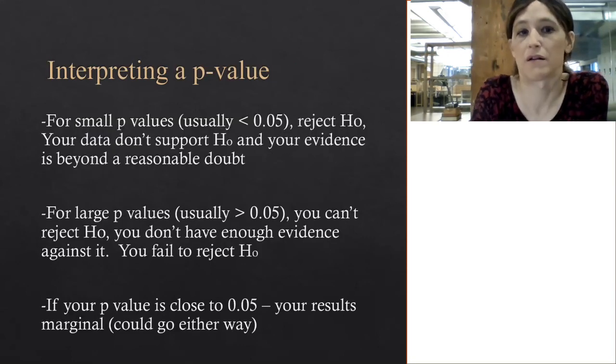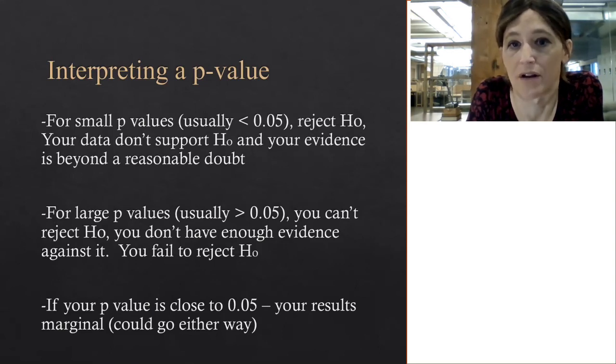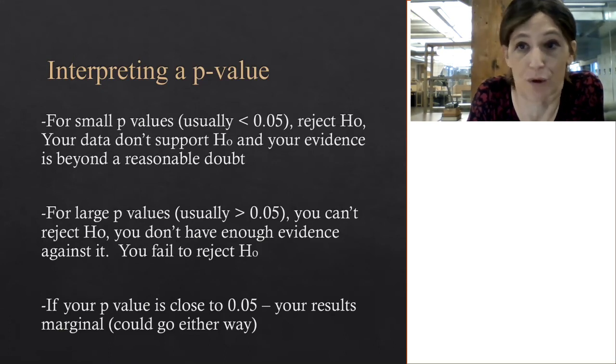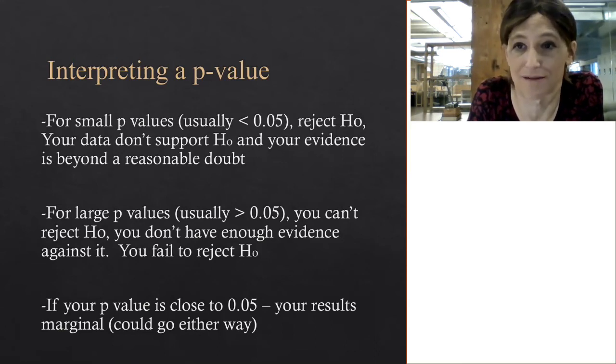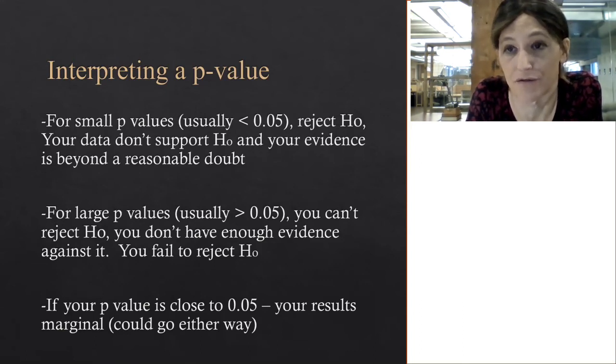Okay, so for small p-values, less than 0.05, we reject the null hypothesis. Your data don't support the null hypothesis, and your evidence is beyond a reasonable doubt, we say, or it meets our criteria for doubt. For large p-values greater than 0.05, so 0.1, 0.2, 0.3, you can't reject the null hypothesis. A p-value of 0.30 would mean that the null hypothesis has a 30% chance of being correct, and we don't want to take that kind of chance. So you don't have enough evidence against it. You fail to reject the null hypothesis, and you say that there is no difference.